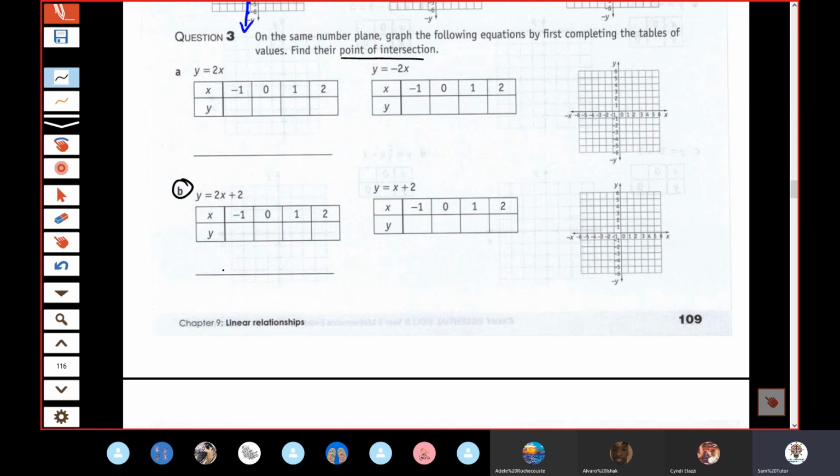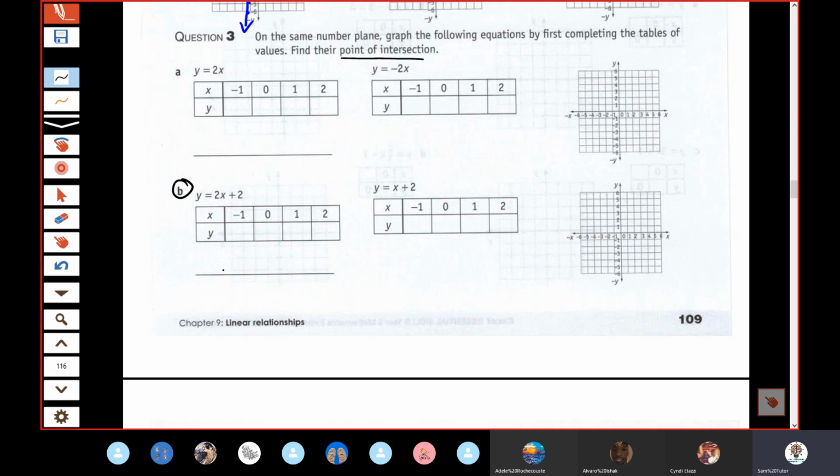Because x is negative 1, y is 3. X is negative 1, y is 3. Show that here. How come? X is negative 1. So remember, x is negative 1. At the end, we're up 3. Right there. That's your left point. So this point is (-1, 3).